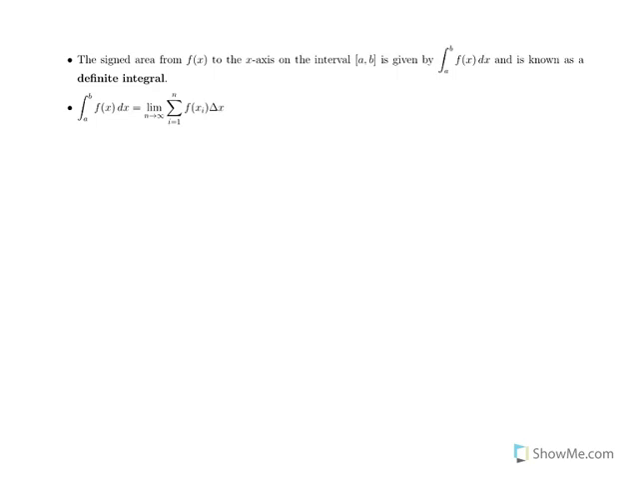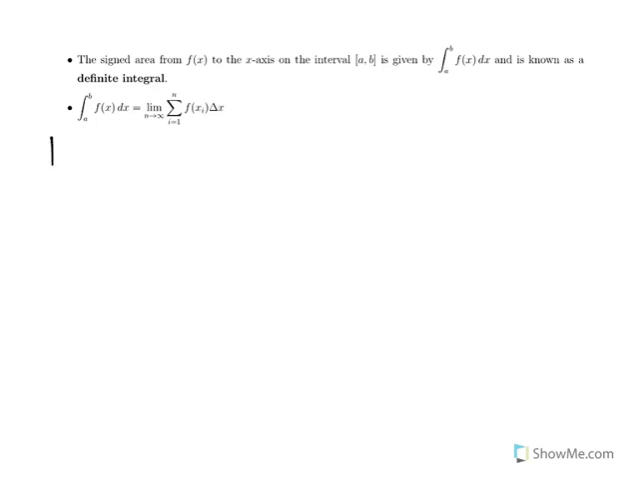So the signed area from f of x to the x-axis on the interval a to b is given by the integral from a to b f of x dx. This looks just like the indefinite integral from two sections ago, except that now we have bounds, this a and b, on the integral. And again, this is known as the definite integral instead of indefinite integral. And from last time, we can say that this is going to be equal to this limit of the Riemann sums. We'll draw some pictures of that to remind ourselves what that means.